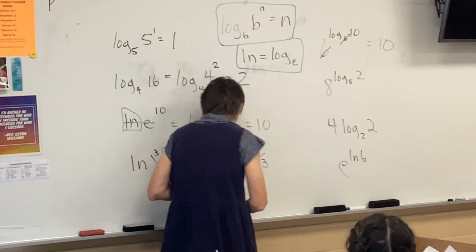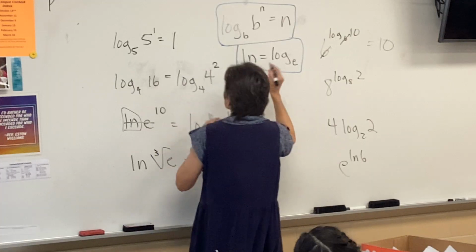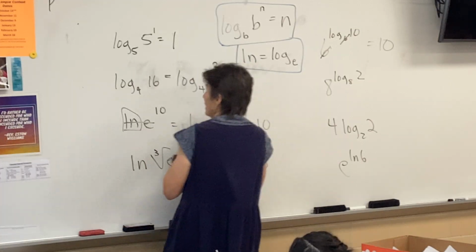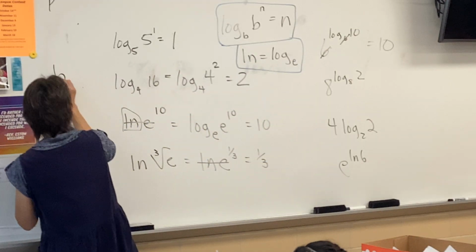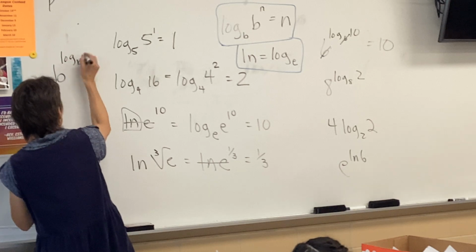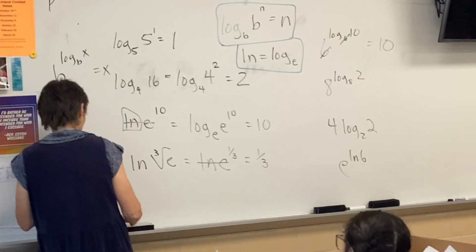So I can write that down if you want me to, and put a box around it. That would be b to the log base b of x equals x.